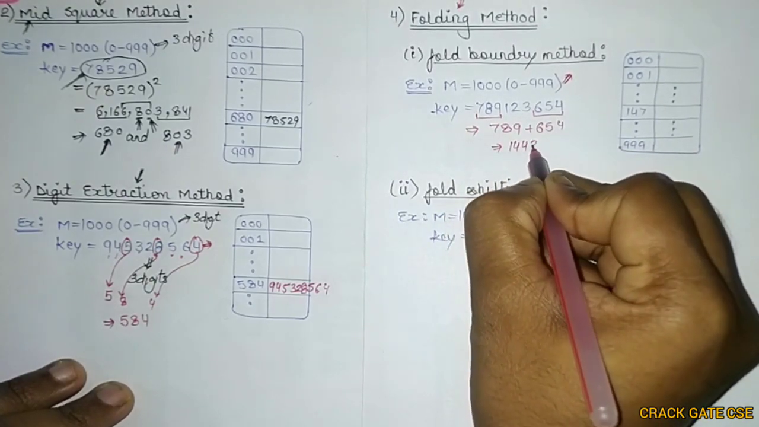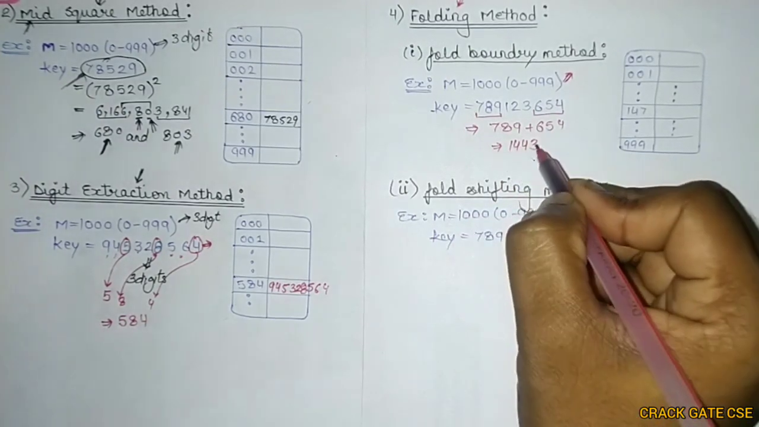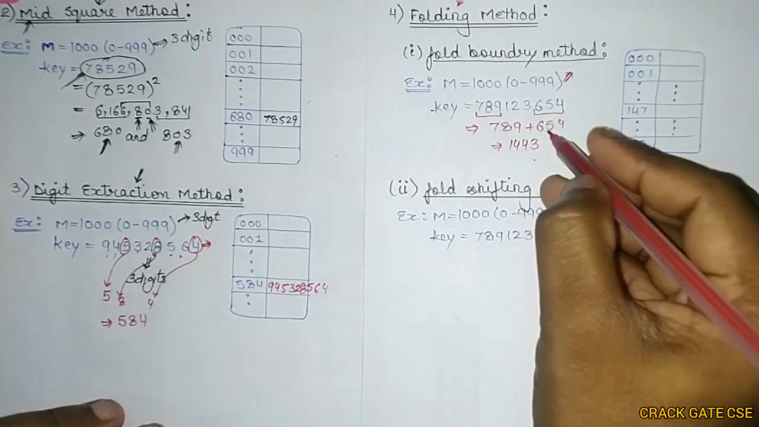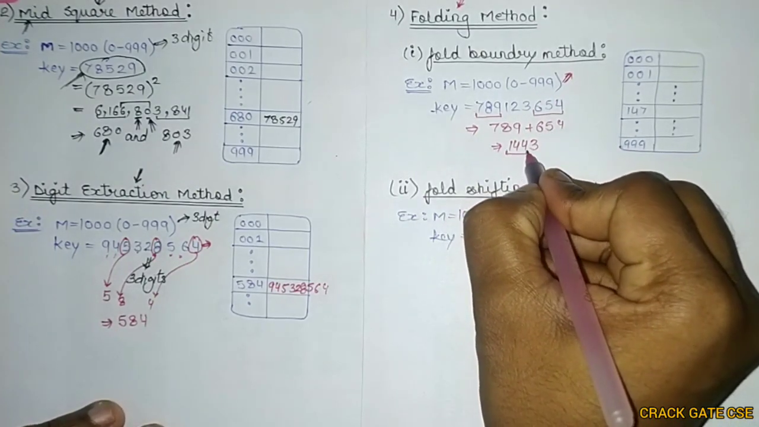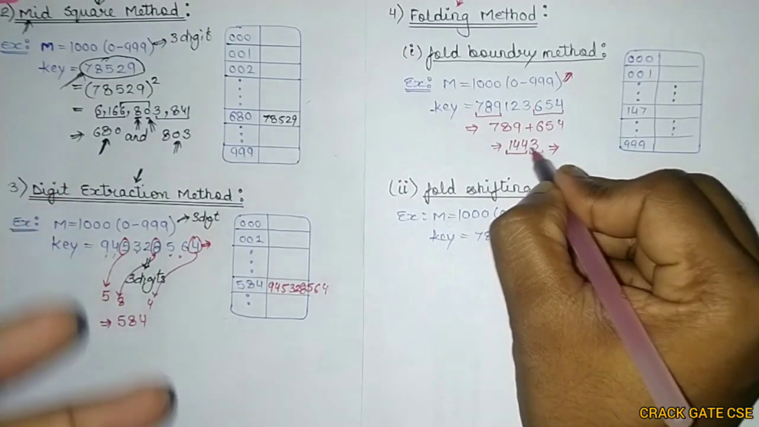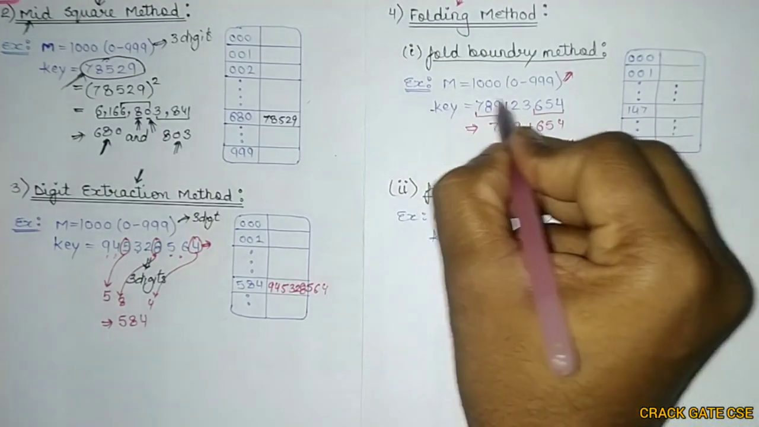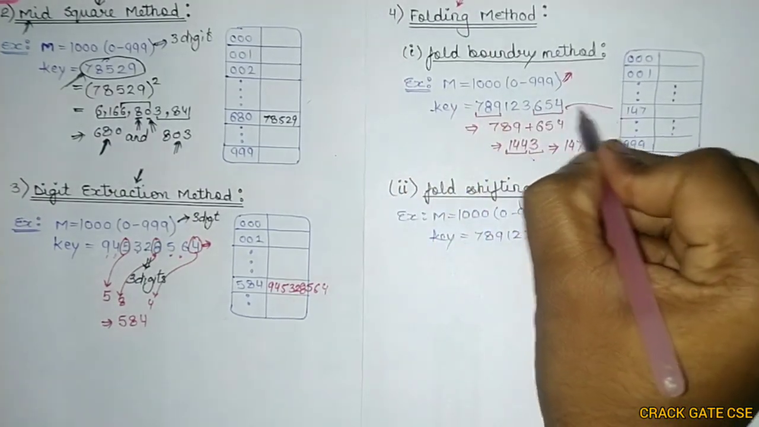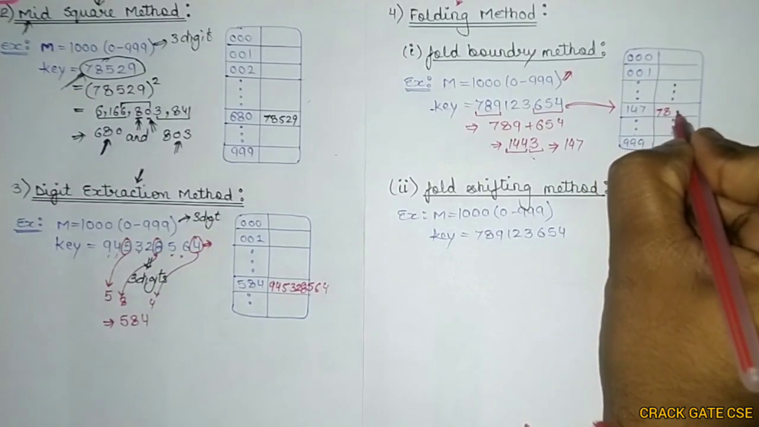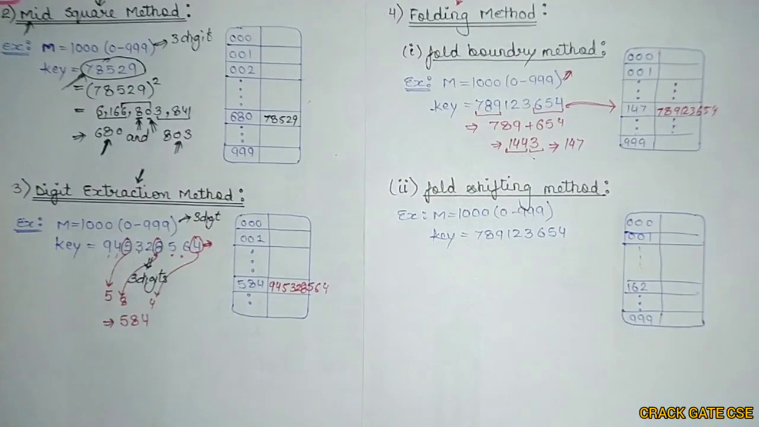What will be the sum? The sum will be 1443. Now you can see that this particular value has more than 3 digits, that means it cannot be represented in this range. So again I will be taking 3 digits and the remaining digit. Now I will be adding these two values. If you add these two values, it will be 147. That means this particular key value has to be mapped to the 147th place. So this will be 7, 8, 9, 1, 2, 3, 6, 5, 4, right?